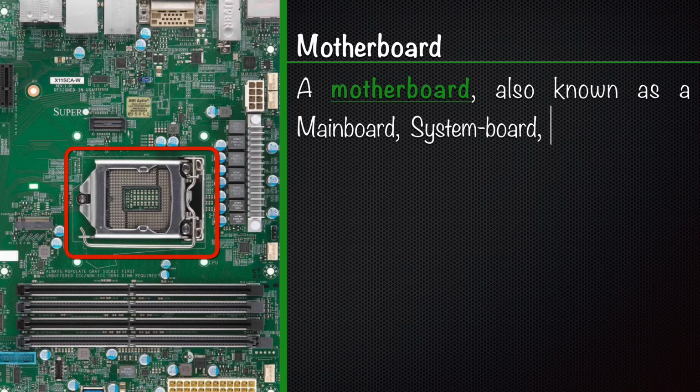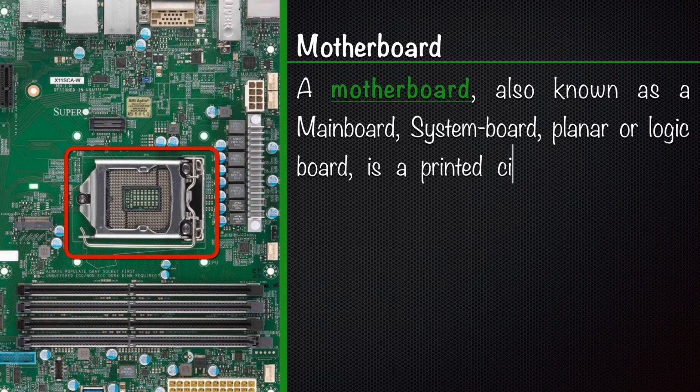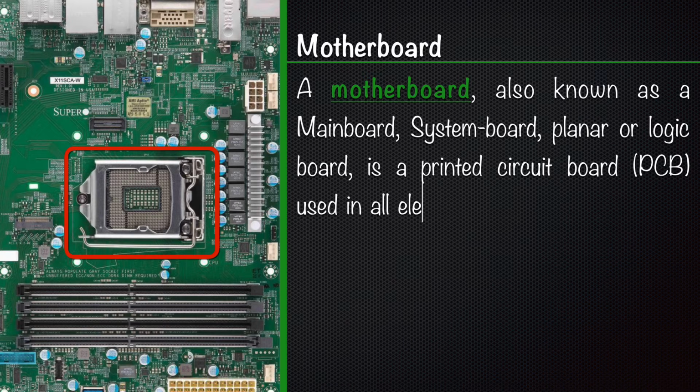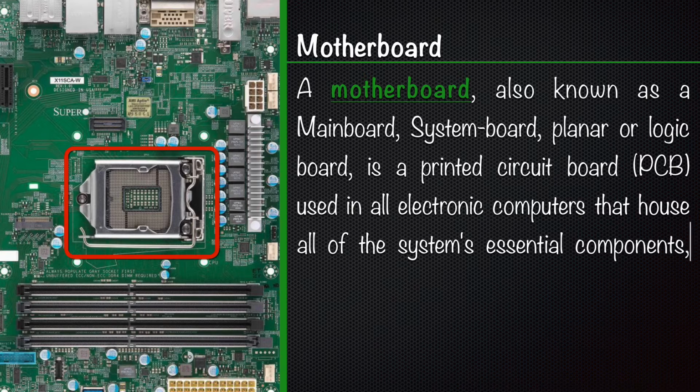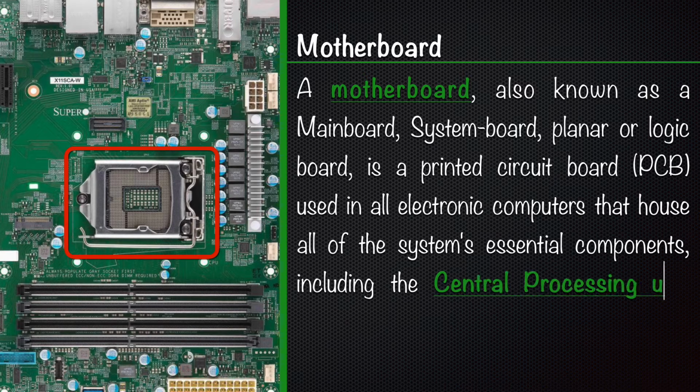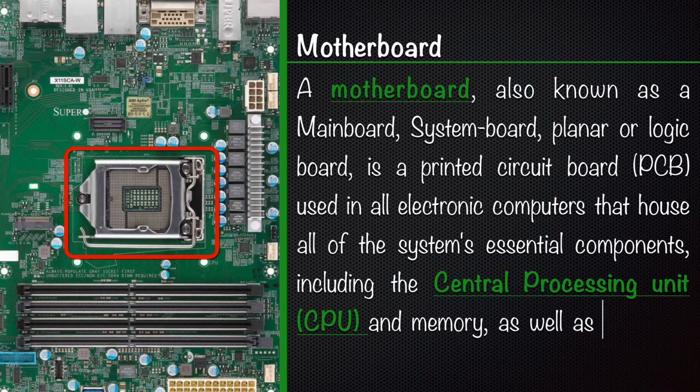What is a motherboard? A motherboard, also known as a mainboard, system board, planar or logic board, is a printed circuit board, PCB, used in all electronic computers that house all of the system's essential components, including the central processing unit, CPU, and memory, as well as peripheral connectors. A motherboard is a PCB with expansion capabilities. The term mainboard refers to systems that have only one board with no other expansions or capabilities.